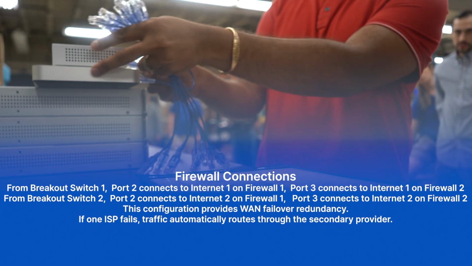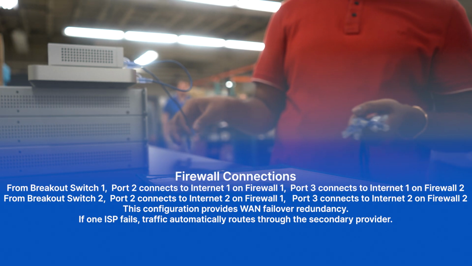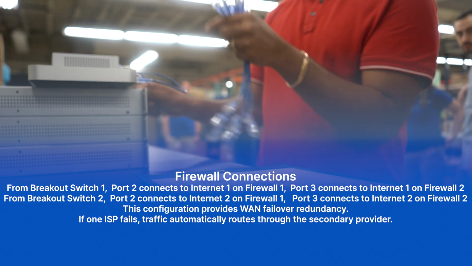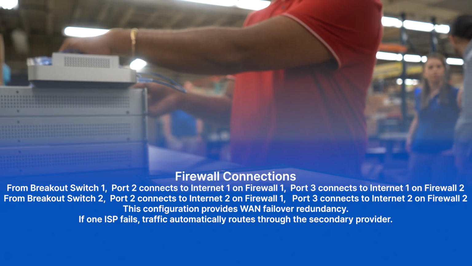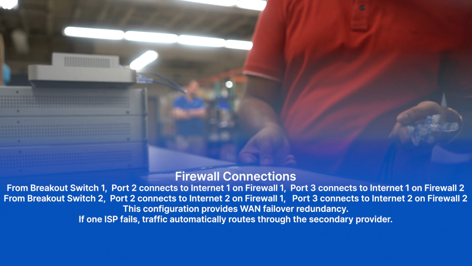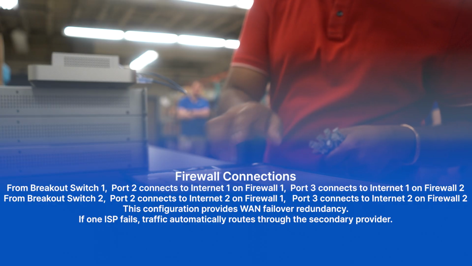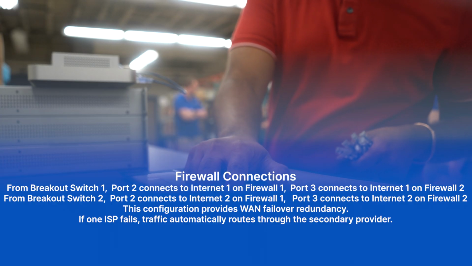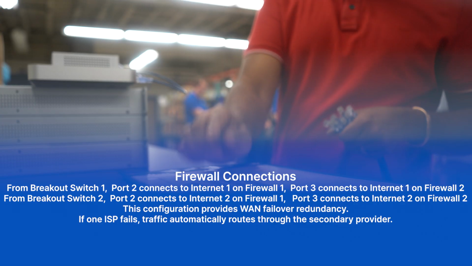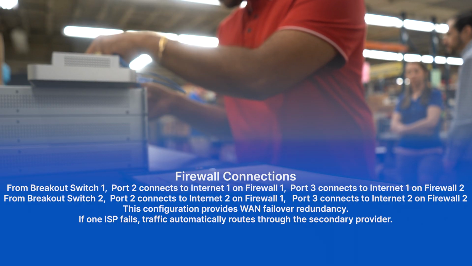Firewall connections. From breakout switch 1, port 2 connects to Internet 1 on firewall 1. Port 3 connects to Internet 1 on firewall 2. From breakout switch 2, port 2 connects to Internet 2 on firewall 1. Port 3 connects to Internet 2 on firewall 2. This configuration provides WAN failover redundancy. If one ISP fails, traffic automatically routes through the secondary provider.